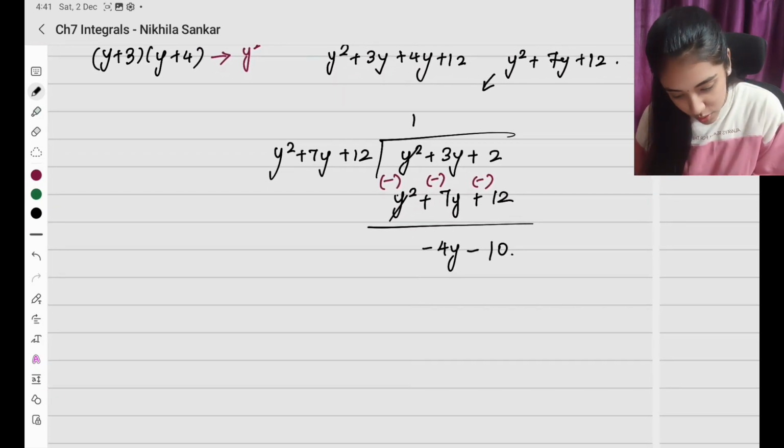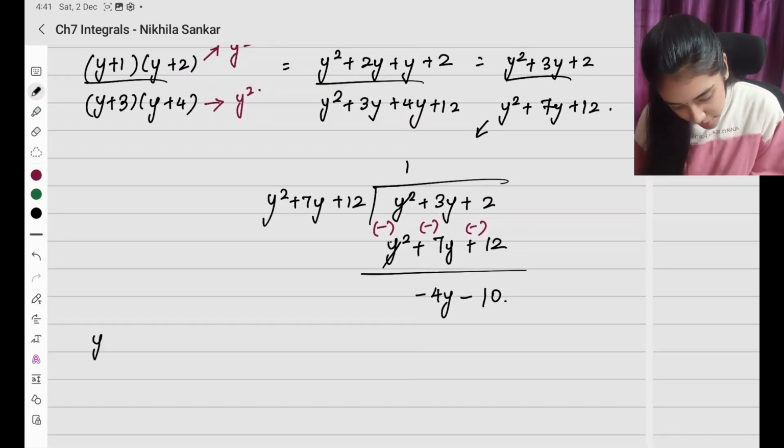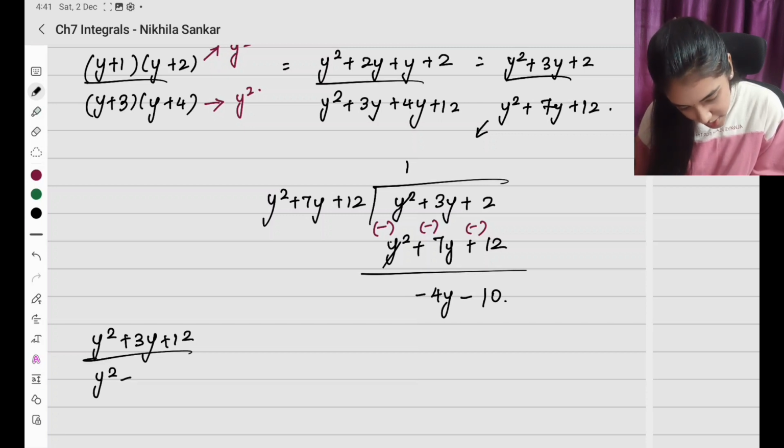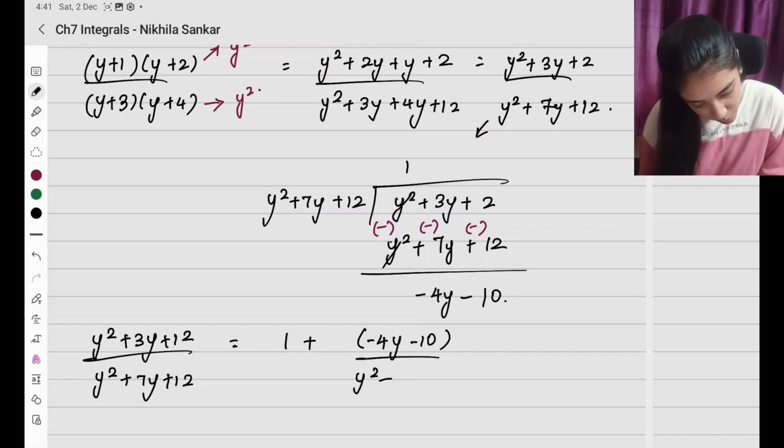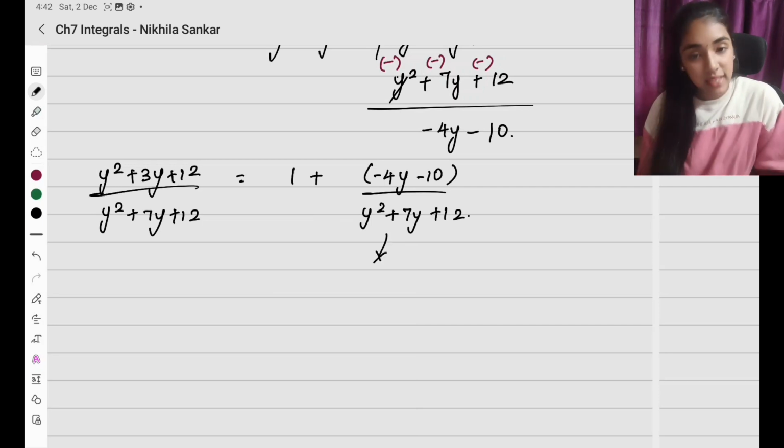So the question basically looks like, what happens? Y square plus 3y plus 2 divided by y square plus 7y plus 12 can be written as 1 plus the remainder, minus 4y minus 10 divided by y square plus 7y plus 12. Now I need to split this using splitting the middle term.